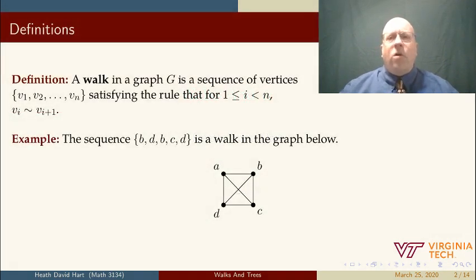When we talk about a walk in a graph, we mean a sequence of vertices that satisfy the rule that every pair of vertices in the sequence is adjacent. So for example, BD is a walk because I can go from B to D, back to B, down to C, and then over to D. Every pair, D to B, B to D, B to C, C to D, all of these have an edge, and so we can walk this path.